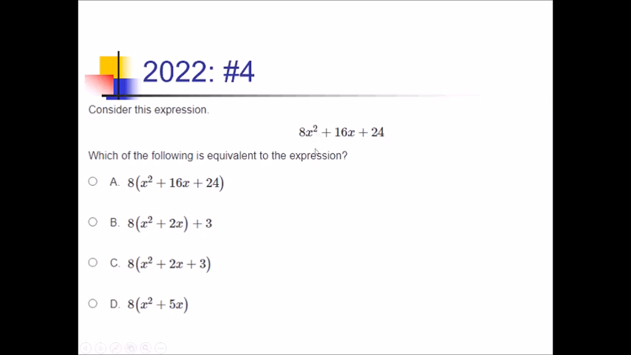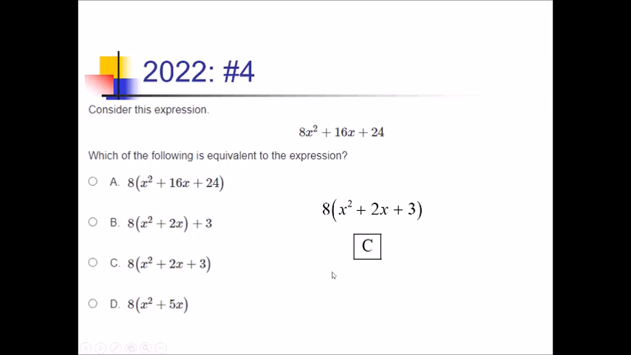So let's see what happens if we do that on our own without really looking at the answer choices. So we have 8 coming out of 8x squared. Now, when you factor out something, you're dividing everything by whatever you're factoring out, and then putting the leftovers in a parentheses next to it. So you're basically unmultiplying. So 8x squared divided by 8 is x squared. 16x divided by 8 is going to be 2x. And then 24 divided by 8 gives us a plus 3 in there. And that matches up with choice C.